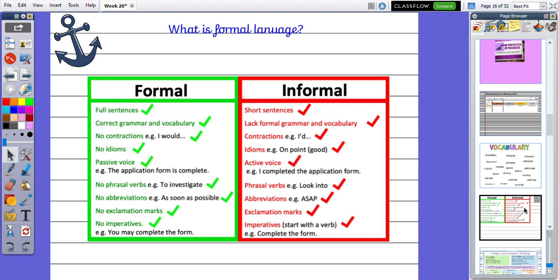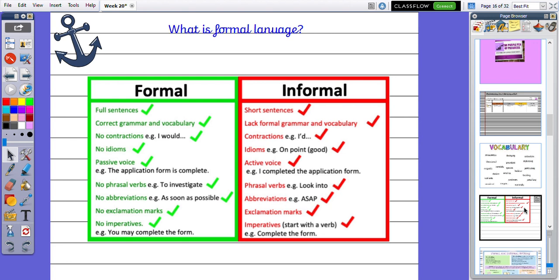We try and use the passive voice, so rather than saying I have completed the application form, we say the application form is completed. So we don't use our pronouns there. We don't give our own view, and we don't make it about ourselves. We use no phrasal verbs, so we don't say look into, we might say to investigate. For example, in science, we might not say I'm going to look into how water temperature changes dissolving times. We would say to investigate how water temperature changes dissolving times. Okay, so we don't use phrasal verbs.